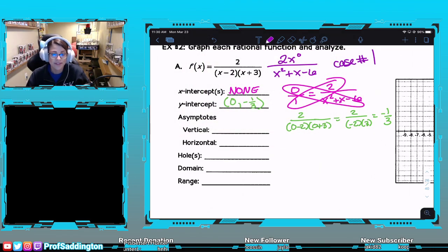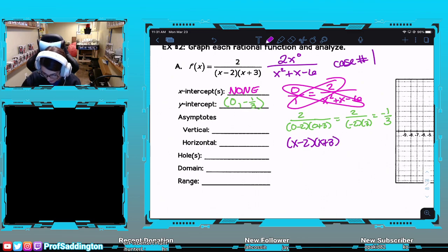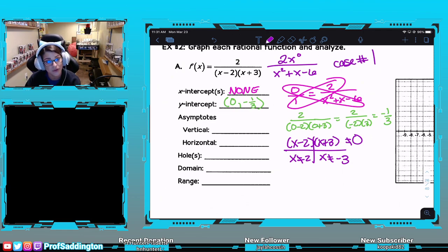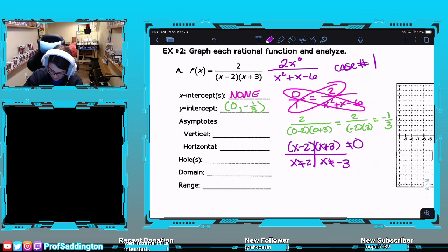All right, so let's talk asymptotes. So thanks to them giving it to us in factored form, that kind of gives us what our vertical asymptotes are going to be really nicely, because our denominator can't be equal to 0. So if we have our x minus 2 and x plus 3 can't equal 0, and I do my t-chart, I get x cannot equal 2 and x cannot equal negative 3. So therefore, those are our vertical asymptotes. So our vertical asymptotes are x equals 2, x equals negative 3.